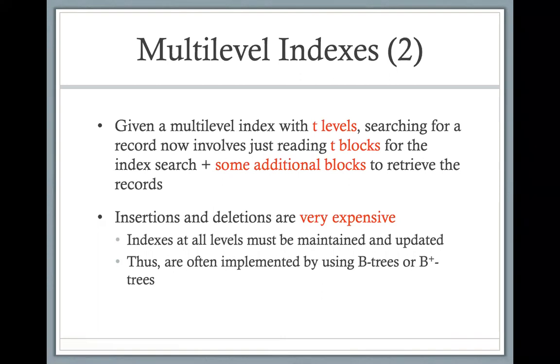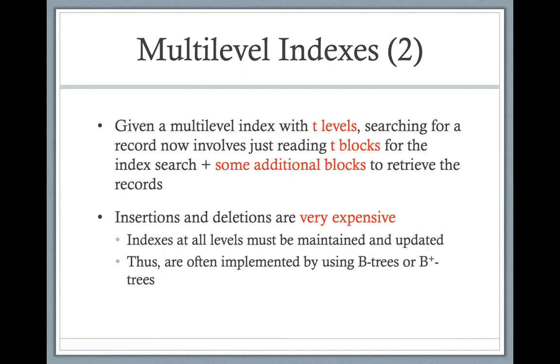Why some additional blocks? Because I have to read the records themselves from the disk, from the table. And this depends on the first level index. If it's a primary index, then I would read 1 block only. But if it's a secondary index on a non-key field, then I might read multiple blocks, because the records might be scattered across multiple blocks. So it really depends on the first level index. How many blocks would I have to read?